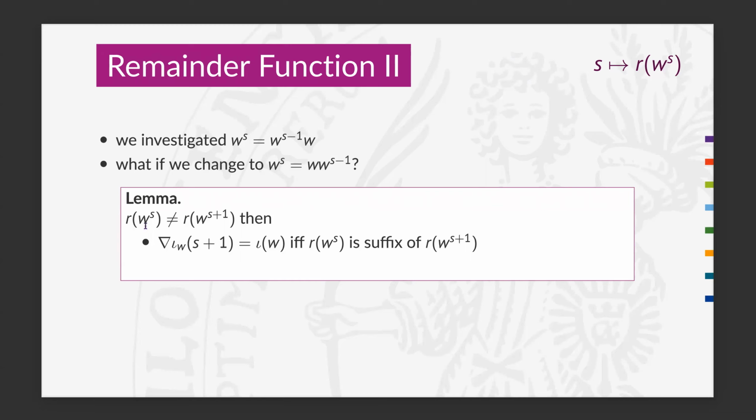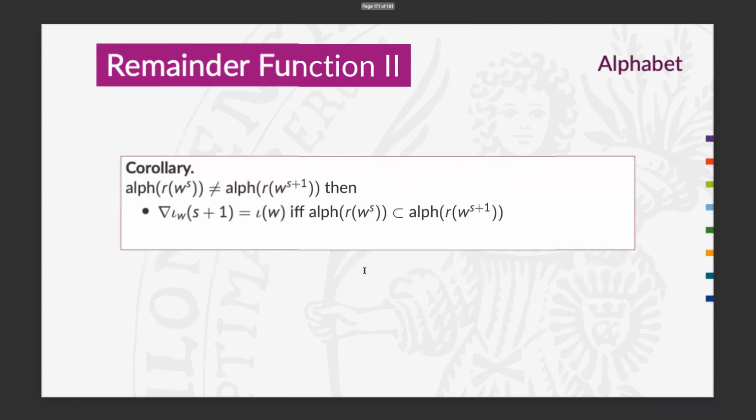So if the rests of W to the S and W to the S+1 are not the same, then the gross is exactly iota of W, so I get only my K arches, what I always get, if and only if the rest here is a suffix from 1 W more. And I get an additional arch if it's the other way around. This gives us the following corollary.